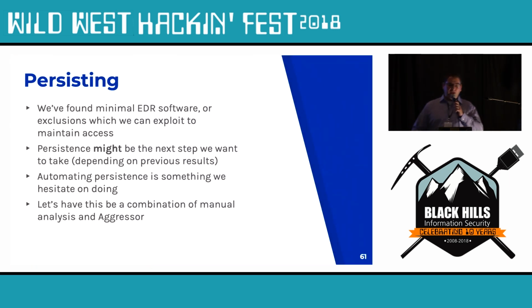We found that really minimal EDR software has exclusions which we can exploit to maintain access. What I mean is persistence may be the next step that we want to take. Automating persistence is something I'm hesitant on because I view red teaming and pen testing as a creative process. It's hard to completely automate the whole thing, and persistence is something you might want to take a little care with. You don't want your beacon to check in and, if you're an administrator, just install persistence. I don't think that's the best route to take, so this is a slight bit of manual interaction, while automating as much as it can.